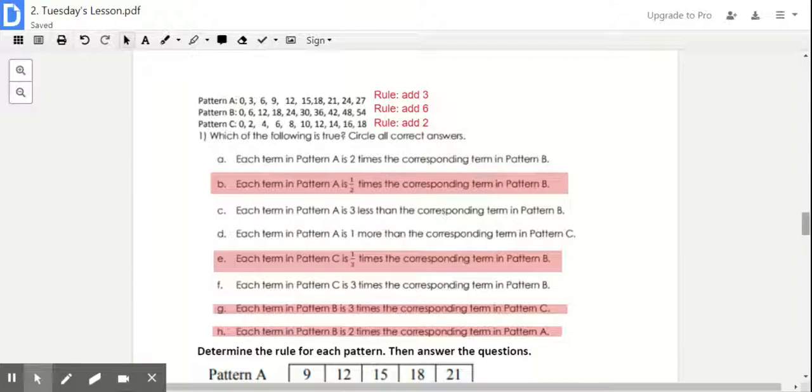If you are having problems trying to figure out the relationship between different patterns and things like that, make sure you are reaching out to your teachers, okay? Because this is what we're working on today. We're trying to figure out those relationships between two different patterns and how they are, again, corresponding to each other in those different terms.